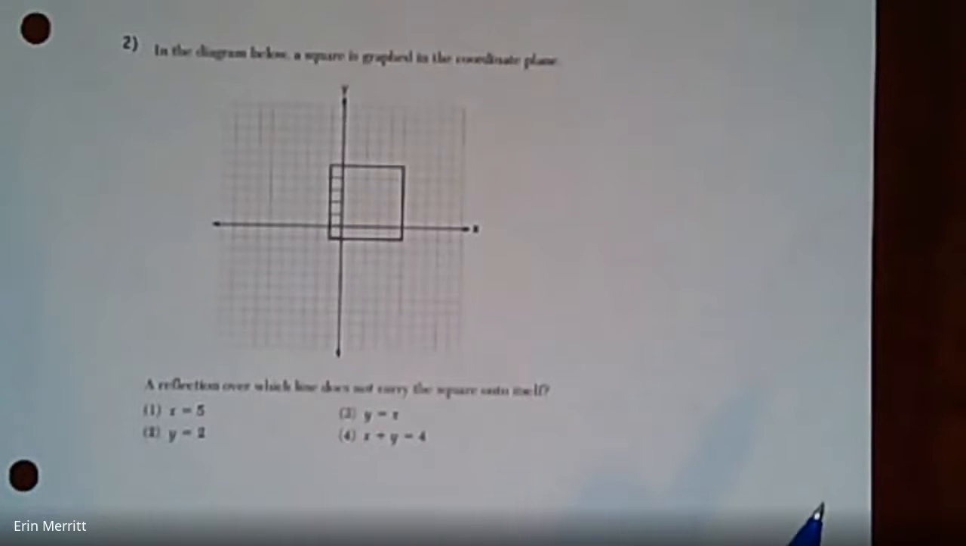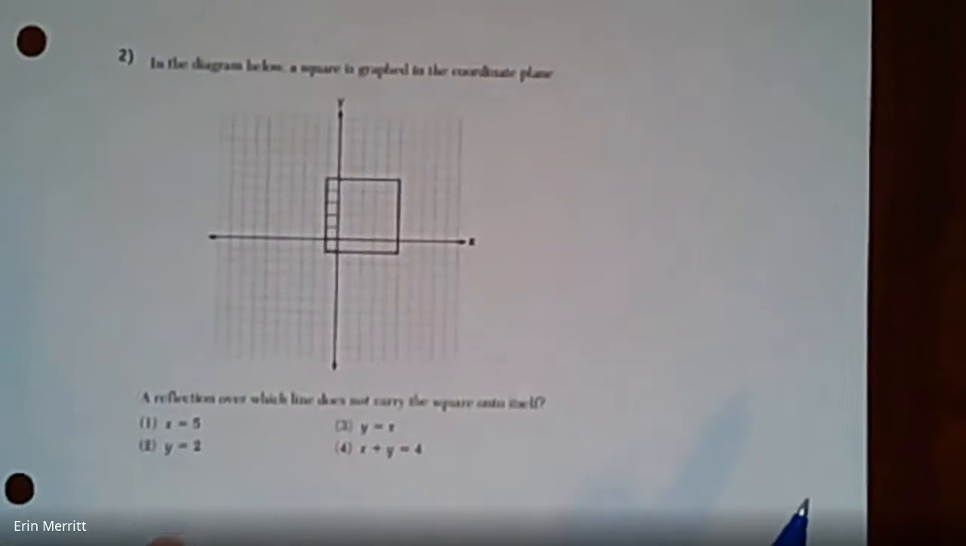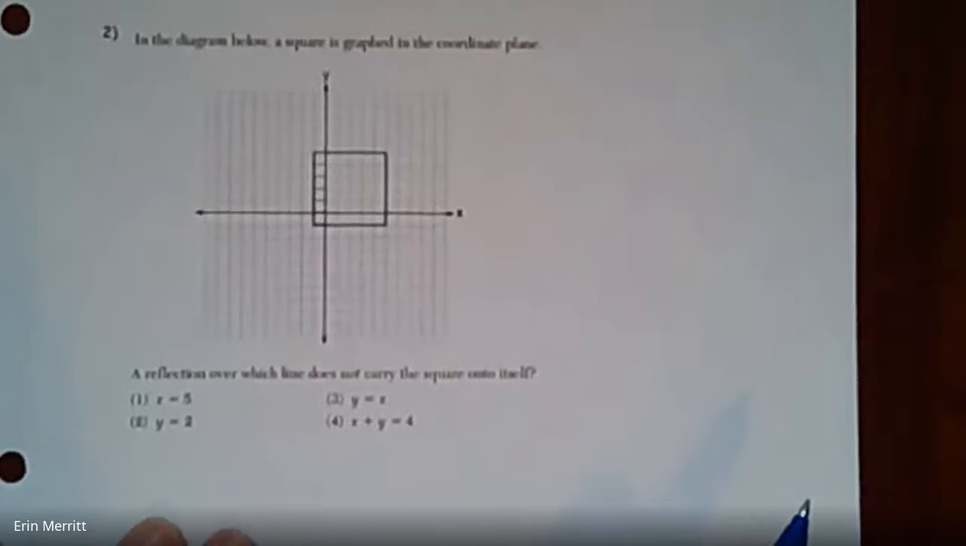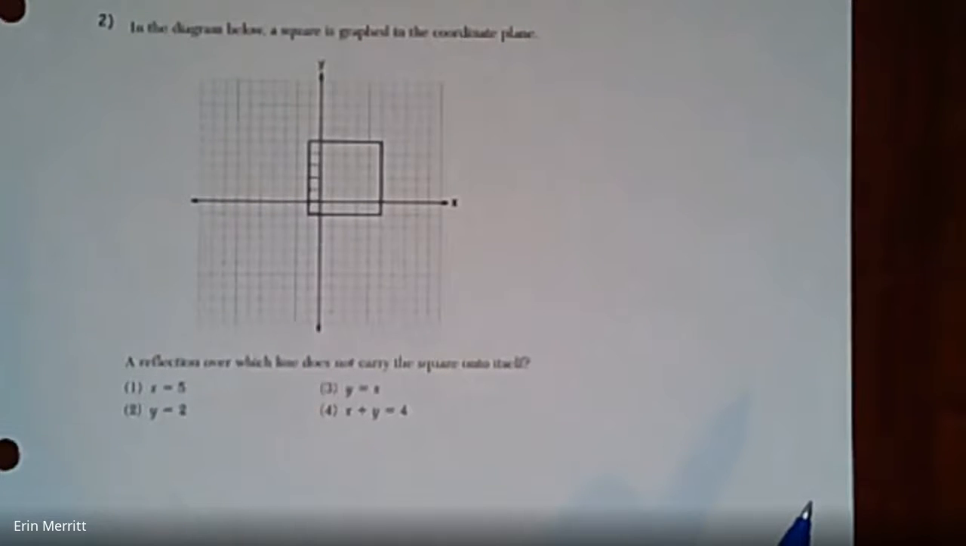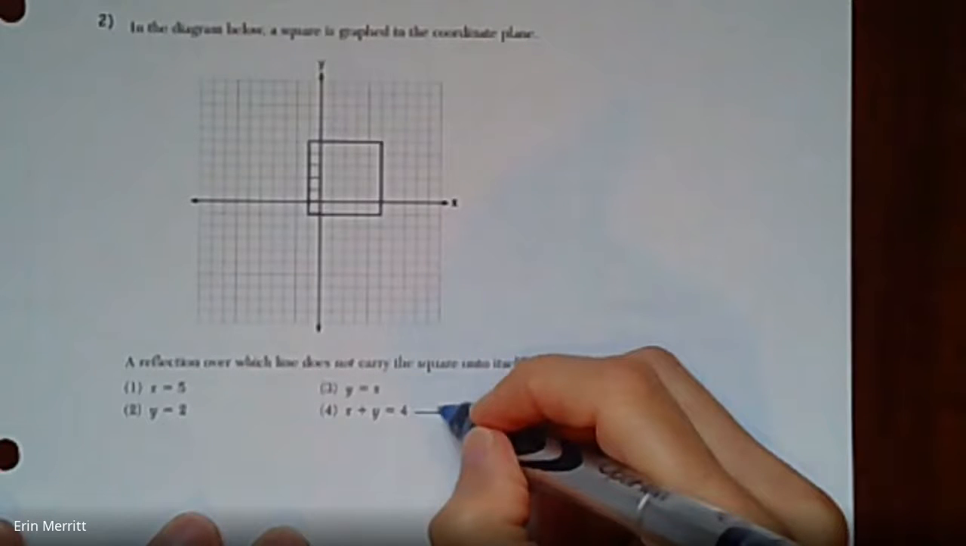Right? So with that being said, you have one last question here. It's saying you've got a square graphed here, a reflection over which line does not carry the square onto itself. All right. So what that means is if you were to flip over that line, it wouldn't match on what it does already. So as an example, right, let's take this last one.